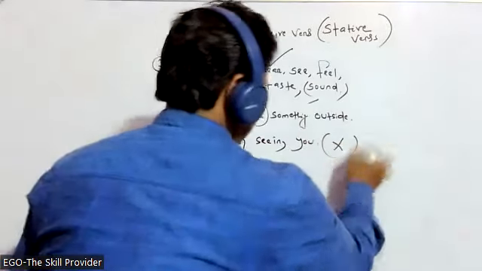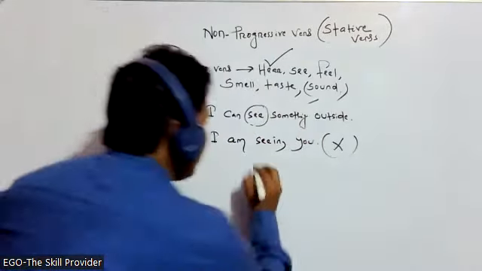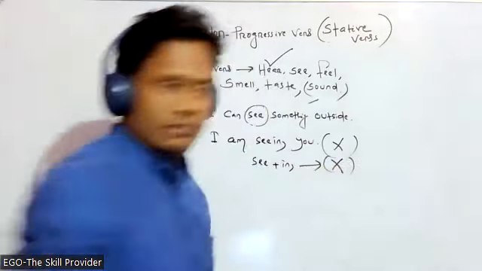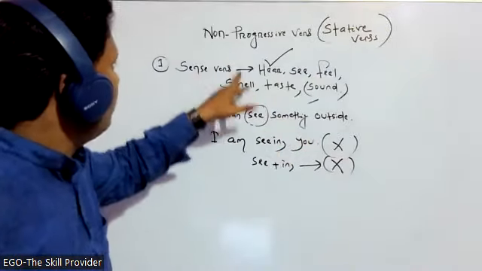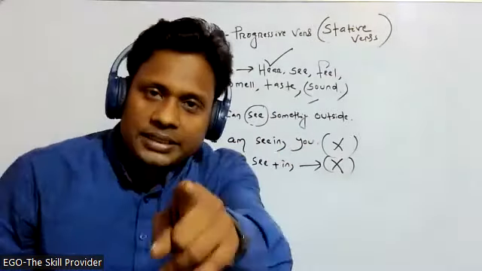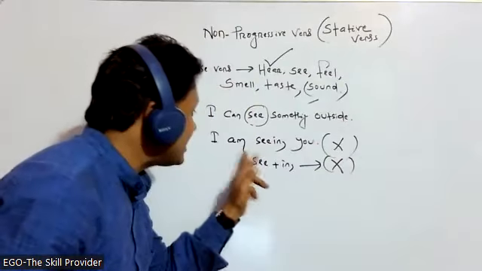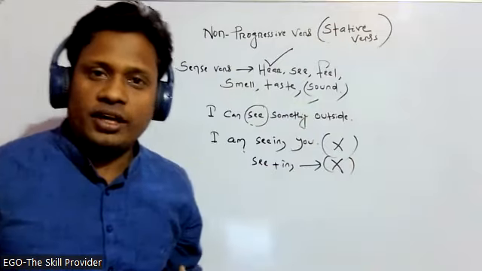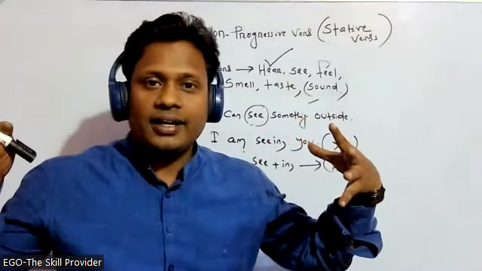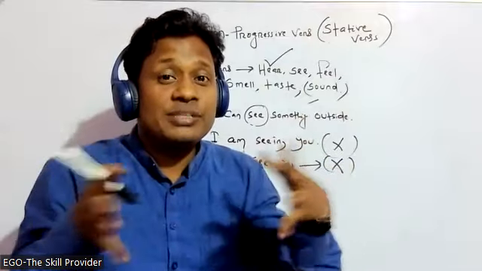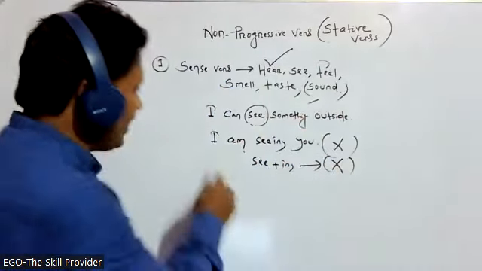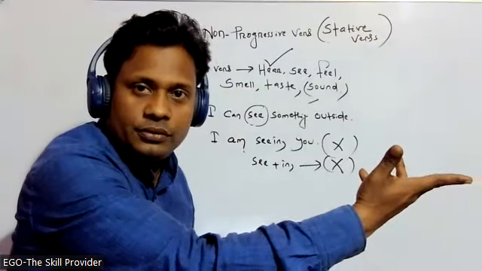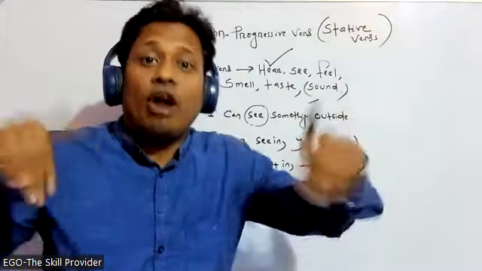This is a wrong statement because see is a verb plus ing which is not acceptable. I have already informed you, this is a non-progressive verb. But it has a meaning of its own. We can say Devanand, Malavika, they are seeing each other. That means they are in love. So whenever I say I am seeing you, that means I am in love with you. They are seeing each other. They are in love with each other.